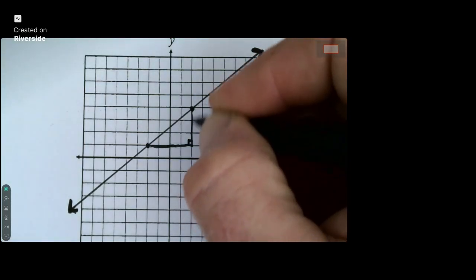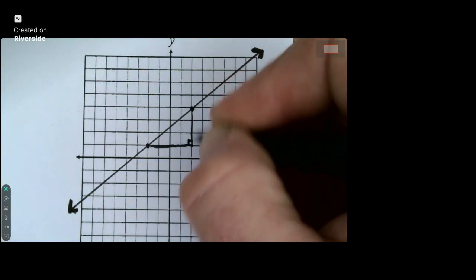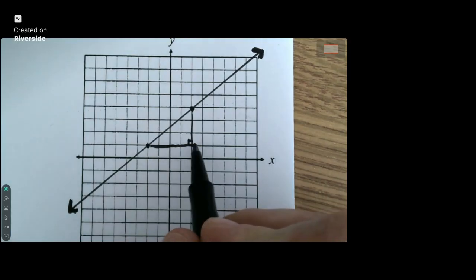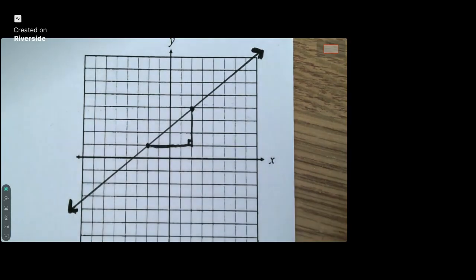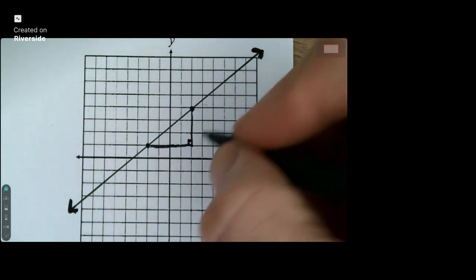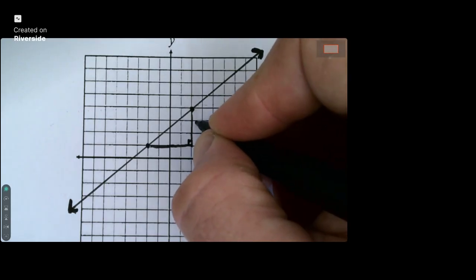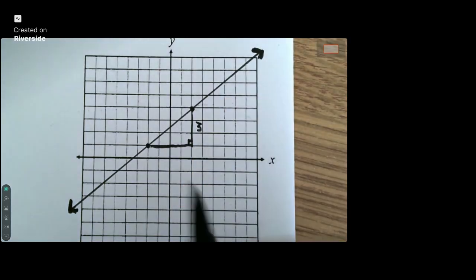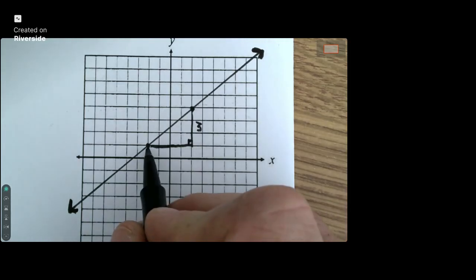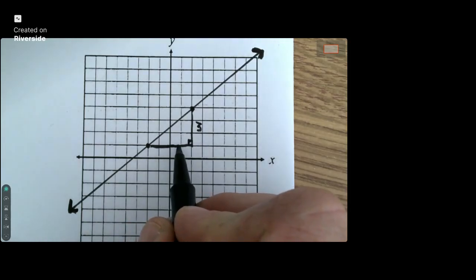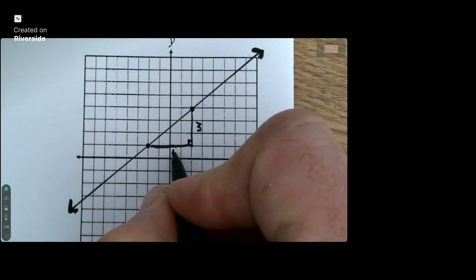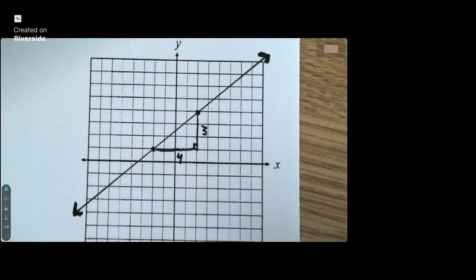This is called your rise, your vertical distance between two known points. And this is called your run, your horizontal distance between two known points. So let's go ahead and count that. From here to here's 1, and then 2, and then 3. So our rise is 3. Our run is going to be 1, 2, 3, 4. And man, we're almost there, guys.